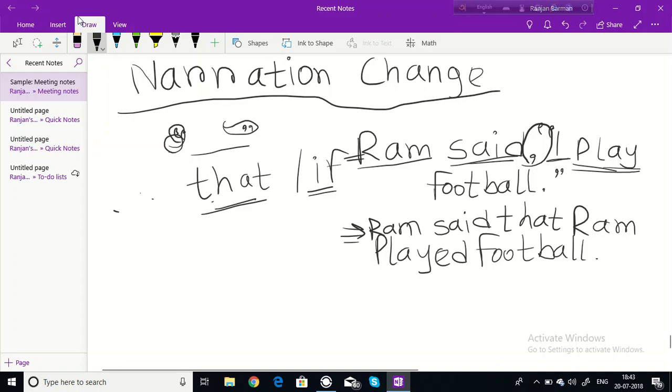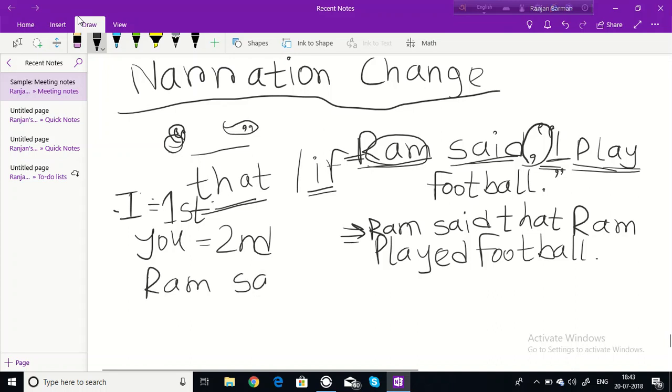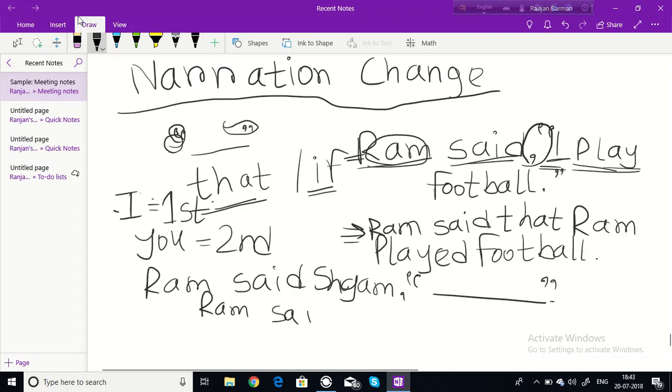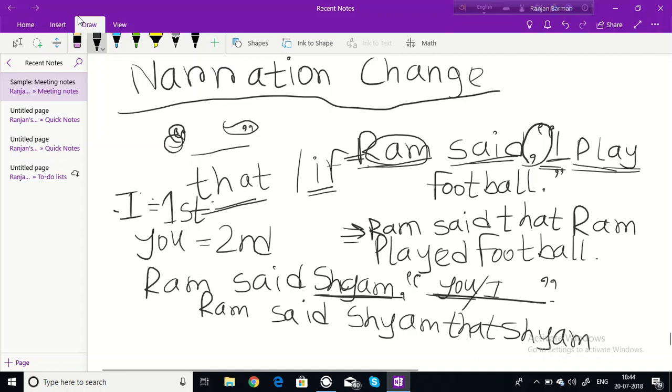So when we are writing I, it means the first person, like this is I, so this is the first, and if it is you, then it is the second. Ram said Sam, and there is written something. Then we have to write Ram says that if there it is you, then it is telling that it is about Sam. So then we have to write Sam, and if it is meaning I, then it is about Ram.